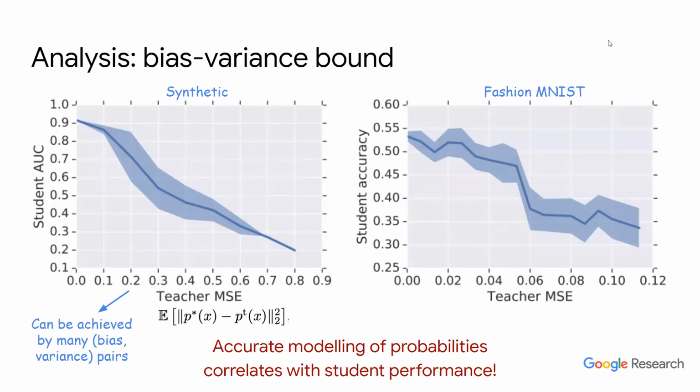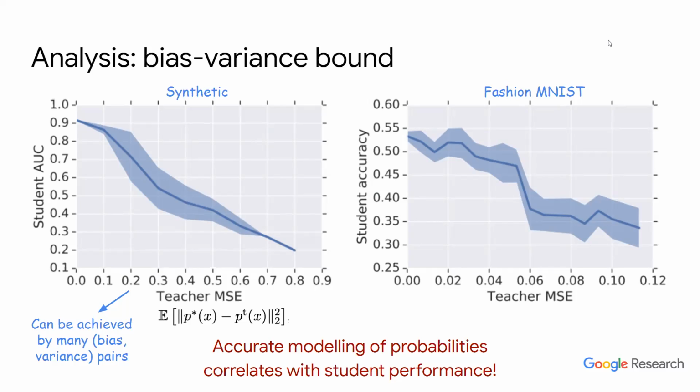And this is the performance of the student when we use the labels generated from the teachers to train our student model. You can see that when we have a higher MSE, the student performance goes down, which basically tells us that our bound is working nicely. And this is from real world data, Fashion MNIST.